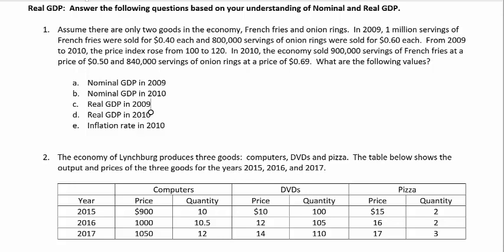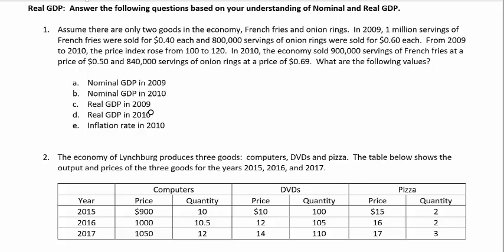So, number one, assume there are only two goods in the economy. So this economy only produces French fries and onion rings. In 2009, they produce 1 million servings of French fries at 40 cents each, and then 800,000 servings of onion rings at 60 cents each.